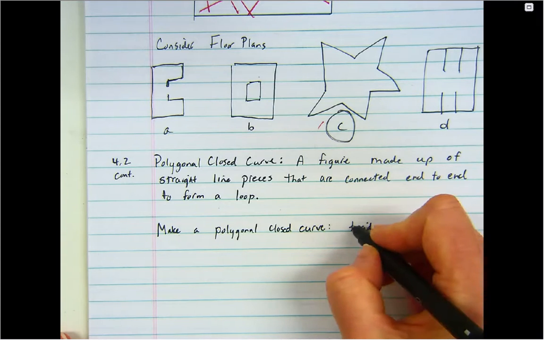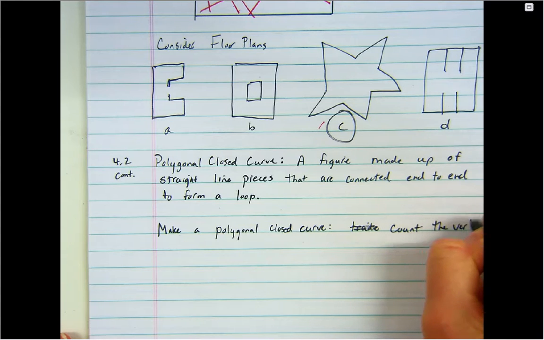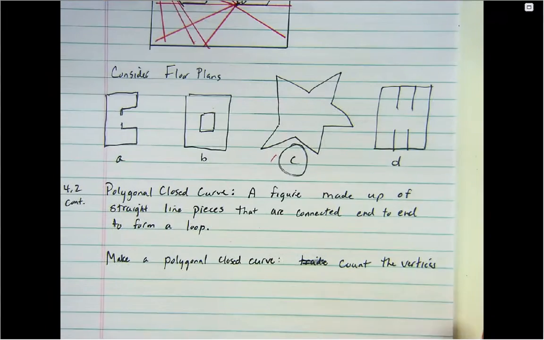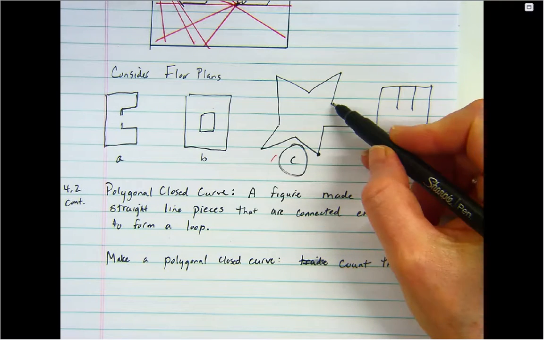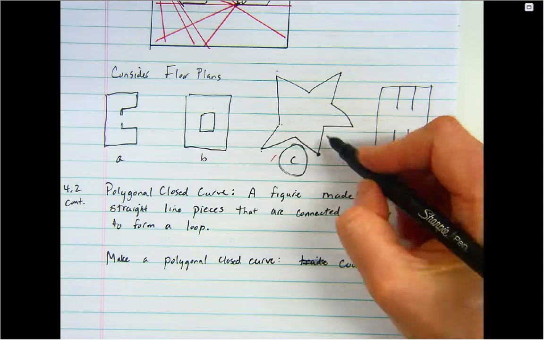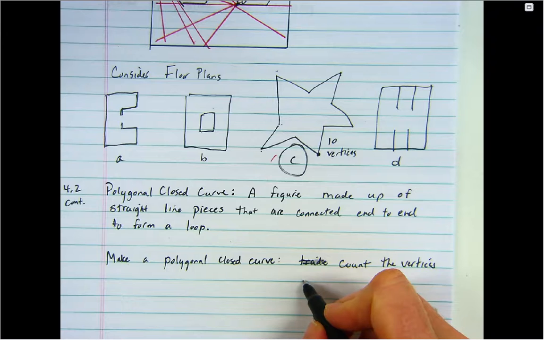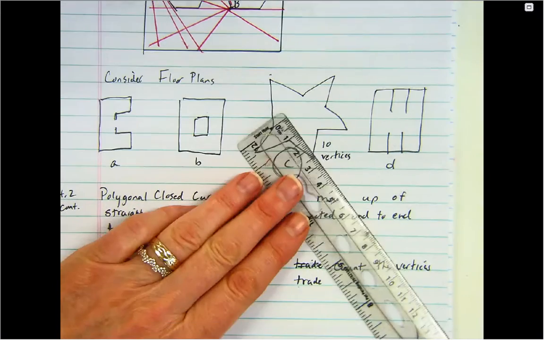Before you do that, let's count the vertices first. Count the vertices. So the vertices are the corners. For example, this polygonal closed curve C has, let's see, I'll start here. 1, 2, 3, 4, 5, 6, 7, 8, 9, 10. 10 vertices. Okay, so I'll ask you to count the vertices, then trade it, and then with the one that you get, position the least number of security guards that you need to see inside the entire polygonal closed curve. So use your ruler to make sure you're seeing straight.